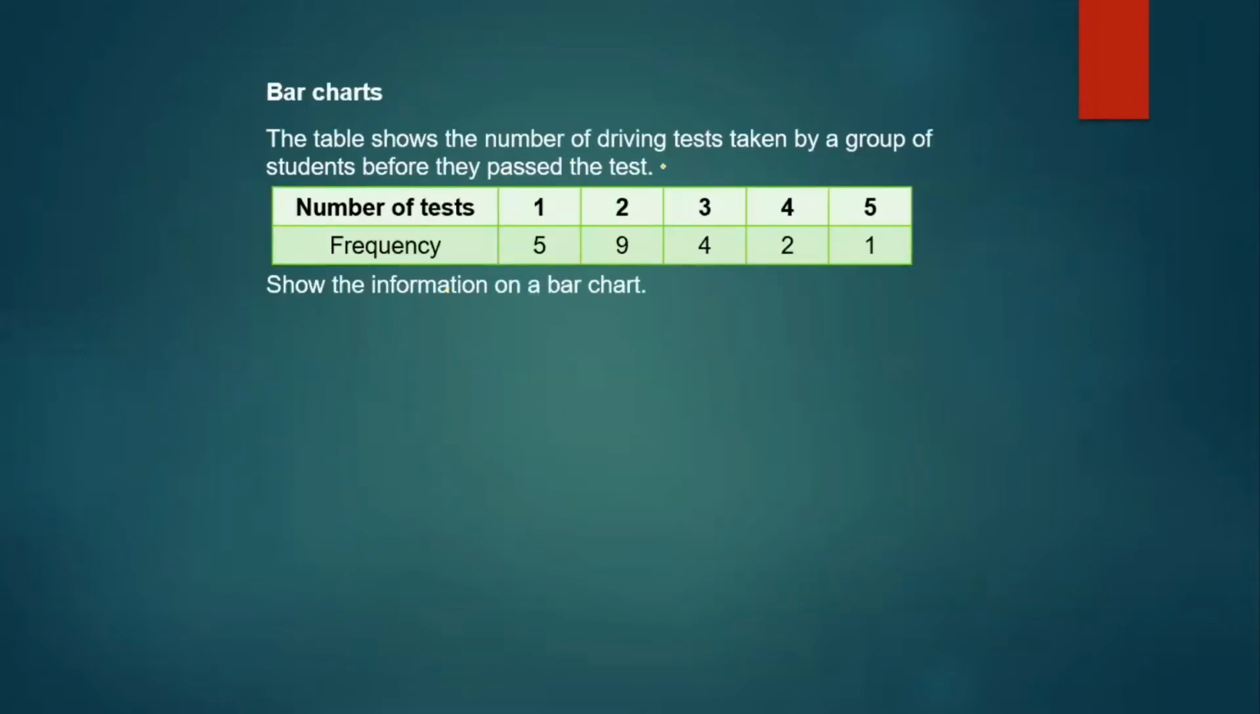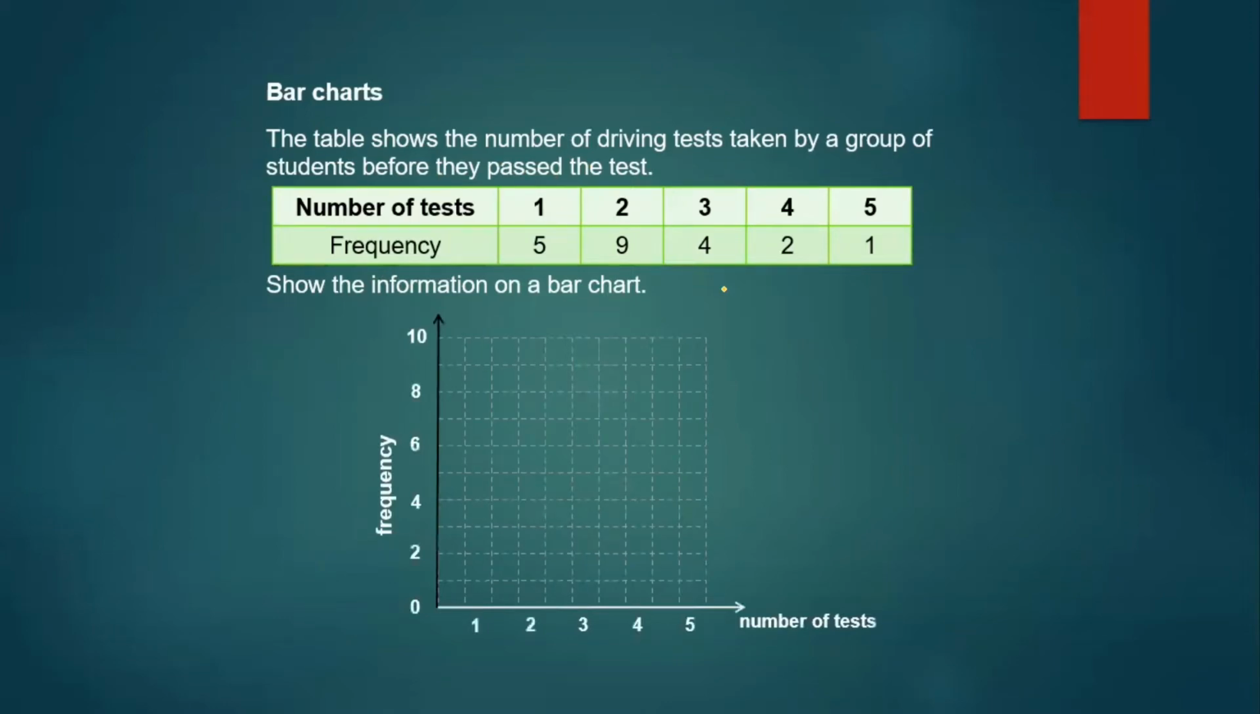The table shows the number of driving tests taken by a group of students before they pass the test, with frequencies. We are supposed to show this information on the bar chart. So we draw the x-axis and y-axis. So this is our x-axis and this is our y-axis. We show the number of tests on x-axis and we show the frequencies on y-axis.